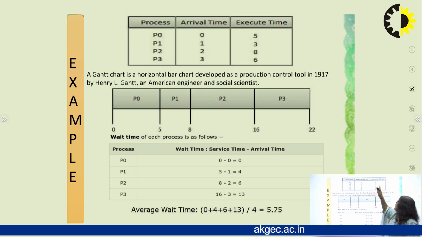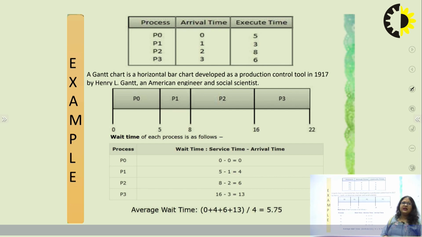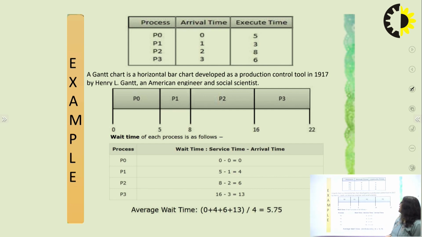So P0 needs the processor for 5 minutes, P1 needs the processor for 3 minutes and P2 needs the processor for 8 minutes. These are the burst times. Now the arrival times: P0 comes at time 0, P1 comes at time 1, P2 comes at time 2, and P3 comes at time 3. So we plot the Gantt chart for this FCFS algorithm.